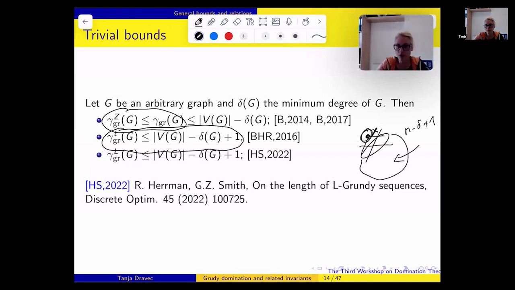This bound for the Grundy total domination number is similar, but for the L-Grundy domination number, the argument is much more difficult because we know that vertices can be footprinted twice. So the argument described here for the Grundy total domination number is not fine for the L-Grundy domination number. But anyway, the same bound is also true, and this was proved recently by Herman and Smith.